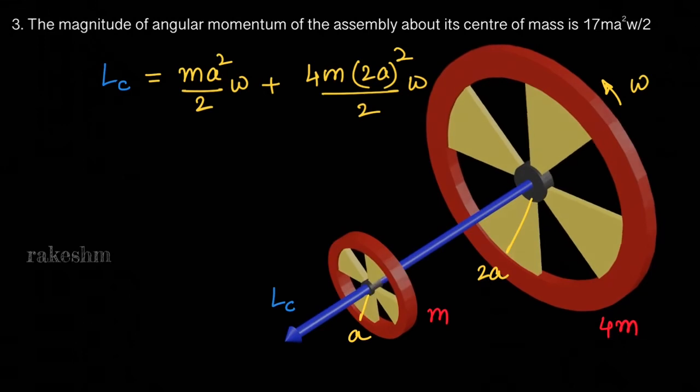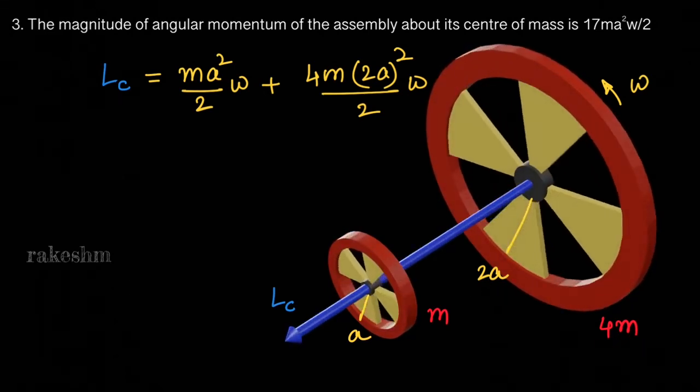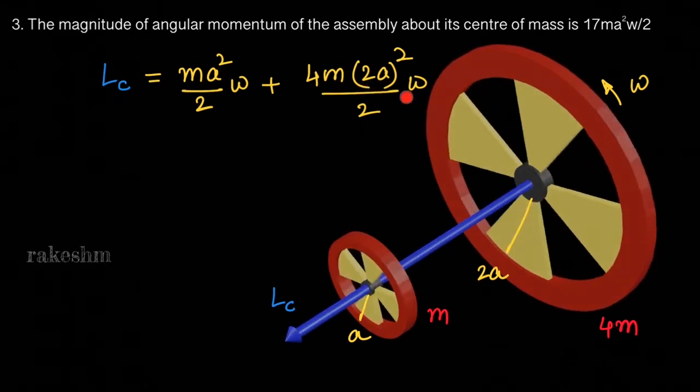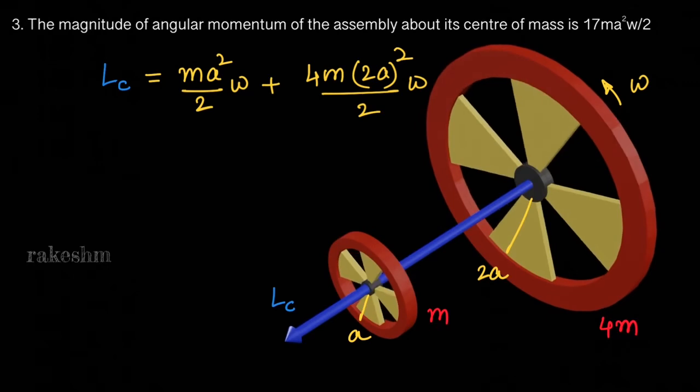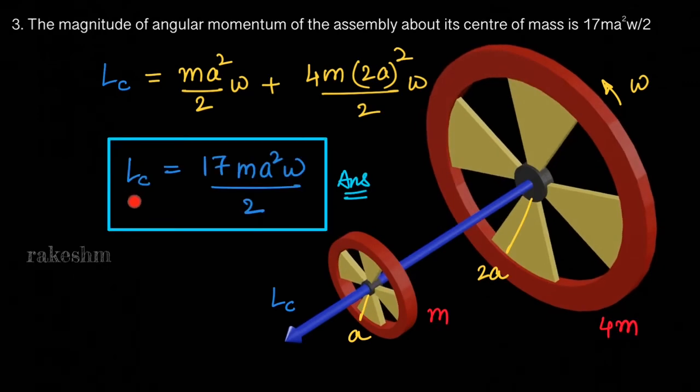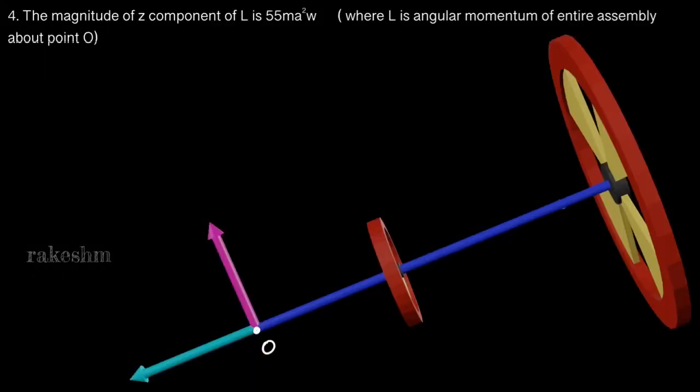Next, for this disk, this is mass 4m, radius 2a. So m into 2a whole square divided by 2 into omega. So we get the angular momentum about the center of mass as 17 ma square omega by 2. So that is also the correct option. So option 3 is the correct option. Let us now check the last option.